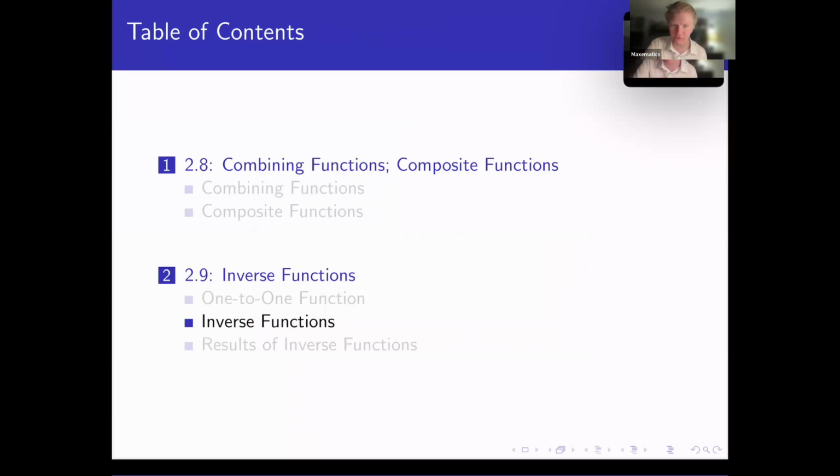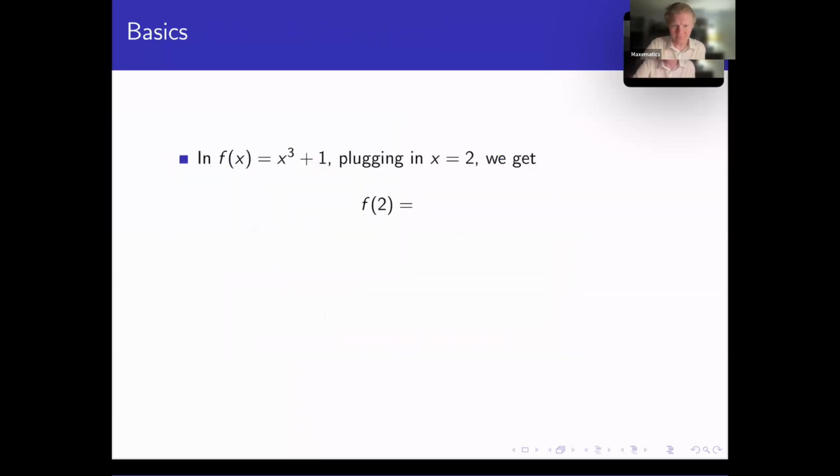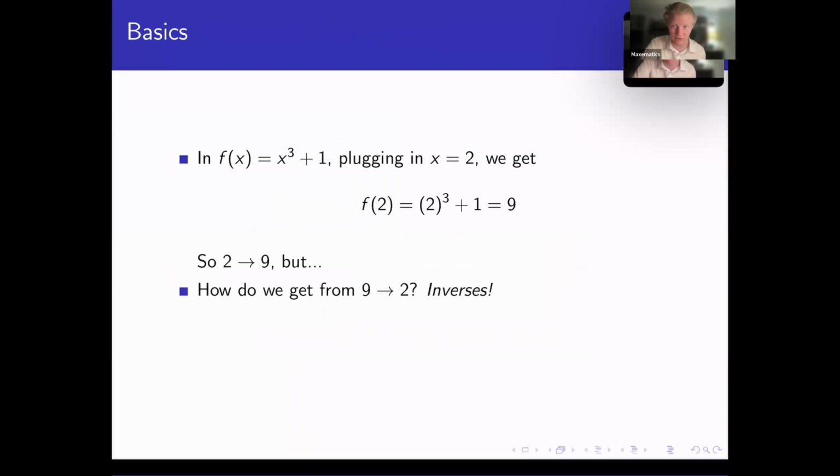So, all right. Now we know what 1-to-1 functions are, but the entire purpose of the section is for inverse functions. Let's say we have the function x cubed plus 1, and when we plug in 2, we get 2 cubed plus 1, which is 9. Nothing really surprising there. So 2 goes to 9, but how do we go from 9 back to 2? Well, that would be the process of taking inverses.